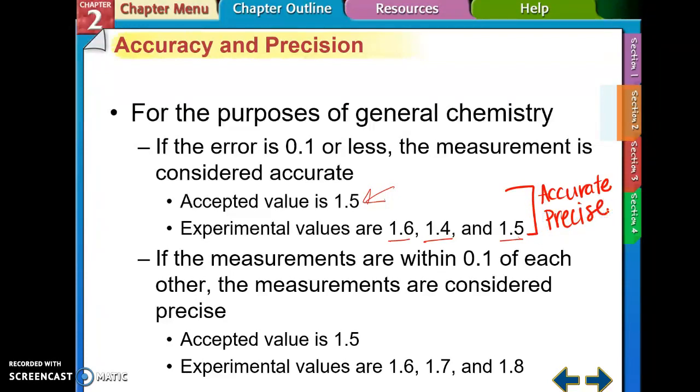Well, let's look at our next set of data. If the accepted value is 1.5, and my experimental values are 1.6, 1.7, and 1.8, this is not accurate. They are not all hitting within 0.1 of the accepted value. But they're all hitting very close to each other. They're within that range of each other, so I would call this set of values precise, but not accurate. You would rather be both accurate and precise.